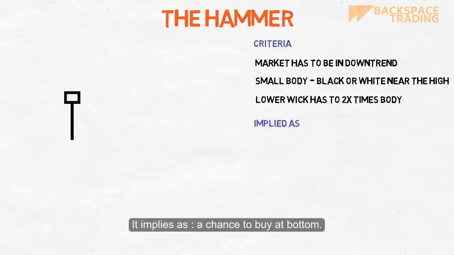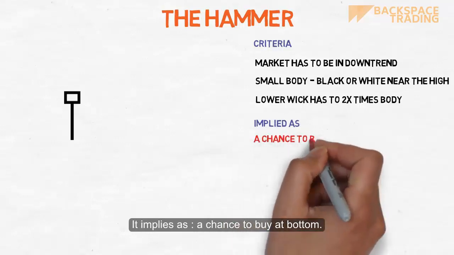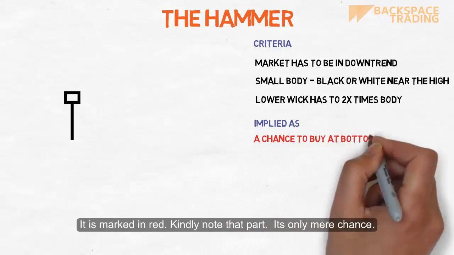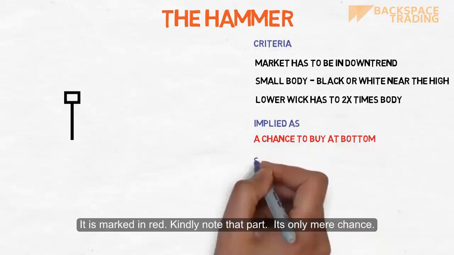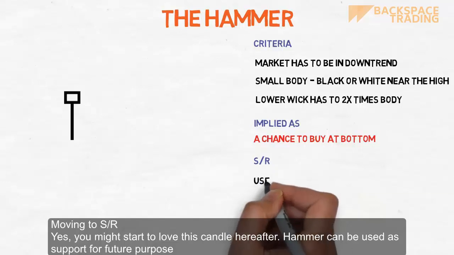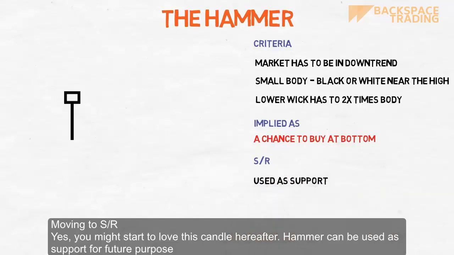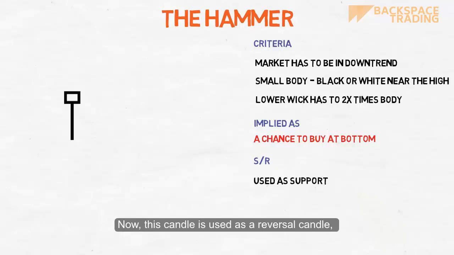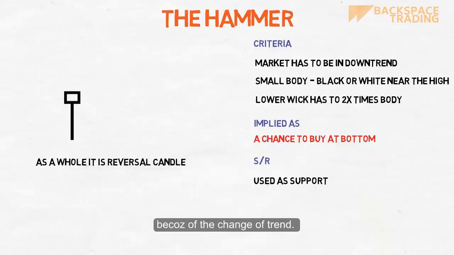It implies a chance to buy at the bottom. Now it's marked in red, the font. Kindly note that part. It's only a mere chance. Moving to support and resistance. Yes, you might start to love this candle hereafter by listening to this. Hammer can be used as support for future purposes. Now this candle is used as a reversal candle because of the change of trend.